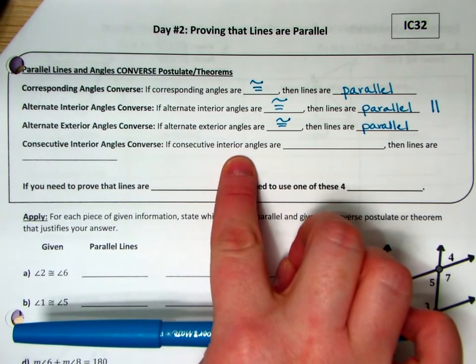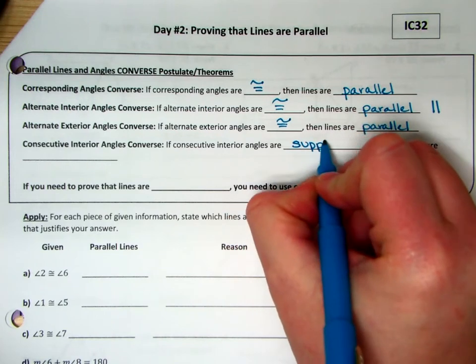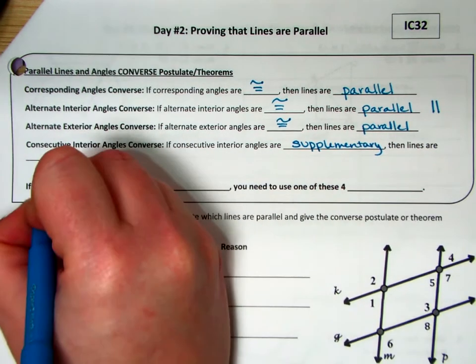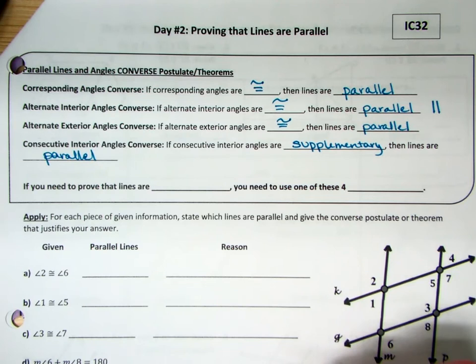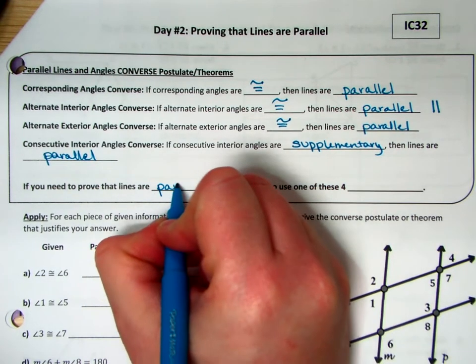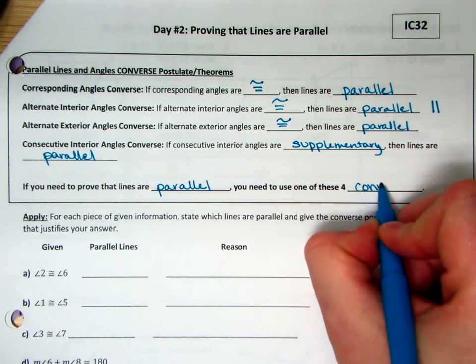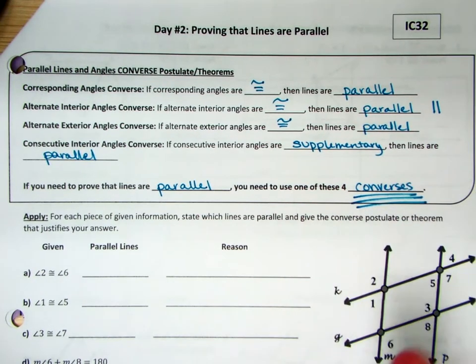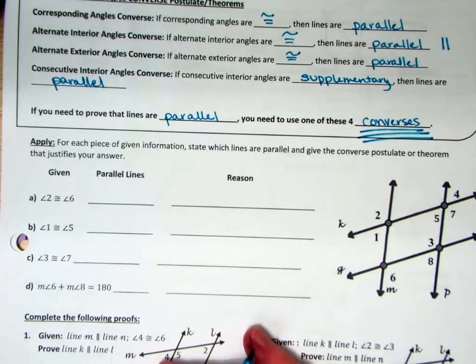Consecutive interior angles are the only ones that are not congruent. So if these are supplementary, then the lines are parallel. If you need to prove lines are parallel, you need to use one of these four converses. And converses, once again, is proving lines parallel. That's really important.